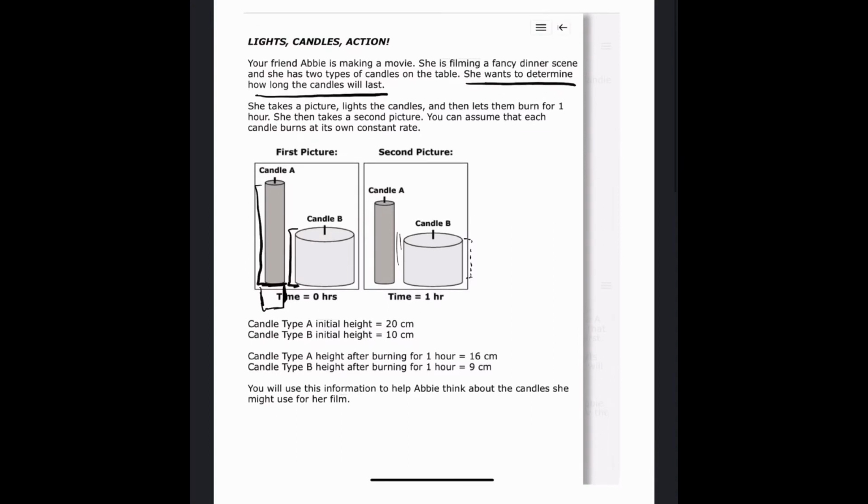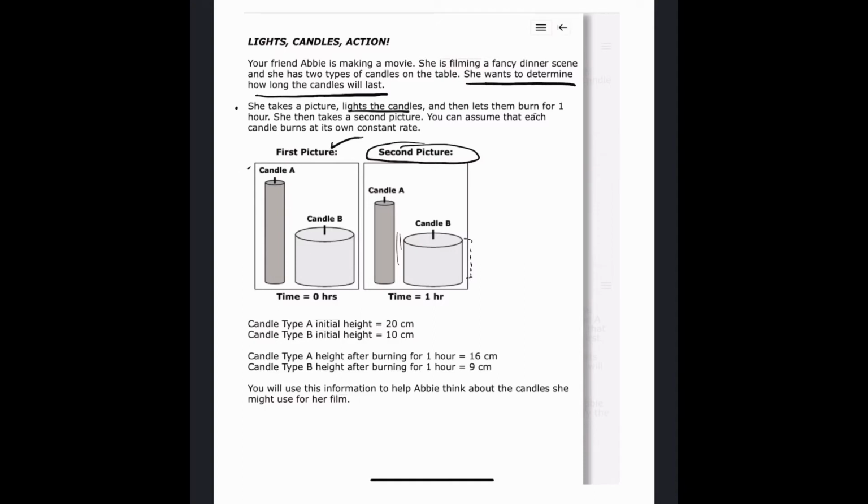As we continue reading, she takes a picture, lights the candles, and then lets them burn for 1 hour. Cool, so my prediction was correct. She does light these candles. So she takes a picture, she then lights the candles and then lets them burn for 1 hour. She then takes a second picture. You can assume that the candle burns at its own constant rate.